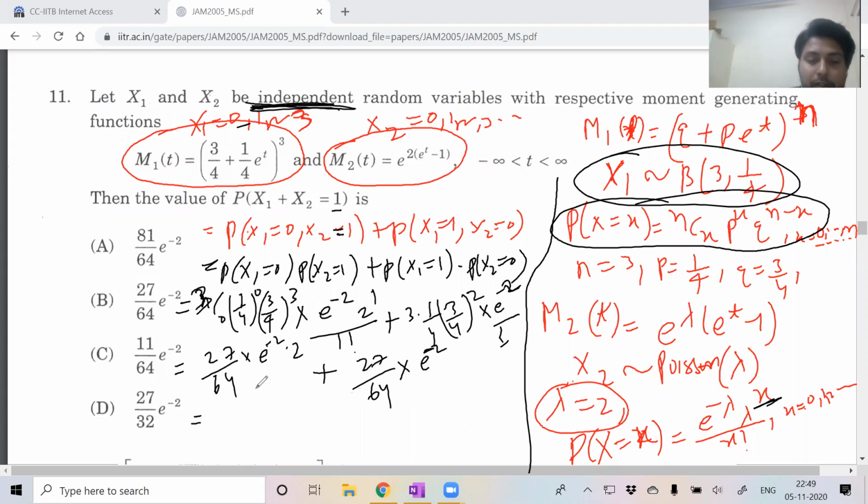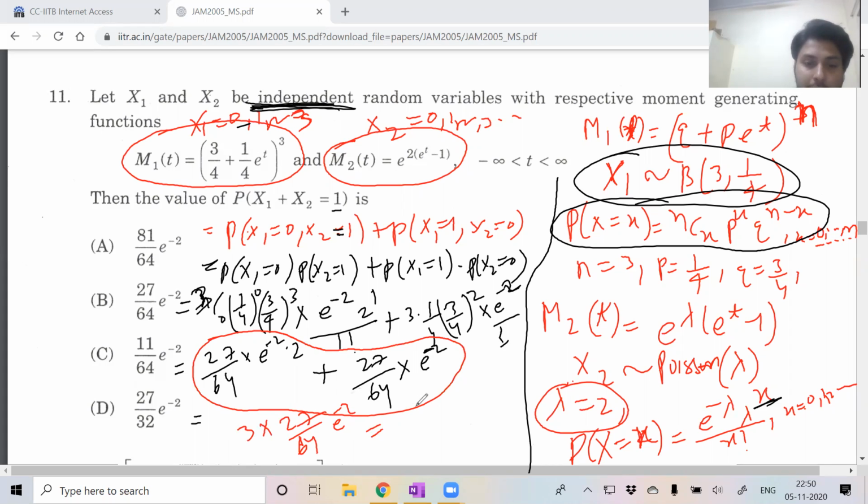So you do your own calculation, and don't be confused here. After adding these two terms, what will we get? We can take e to the power minus 2 common. So we get 3 into 27 upon 64 into e to the power minus 2. 3 times 27 is 81. So 81 upon 64 e to the power minus 2. Please do your own calculation. I think it's correct. So it's an option, right?